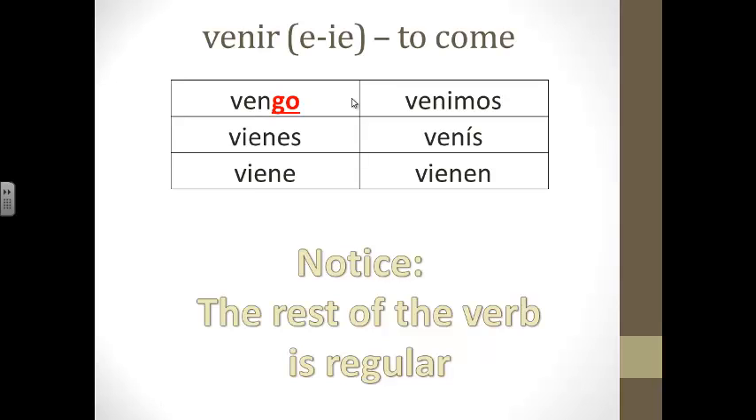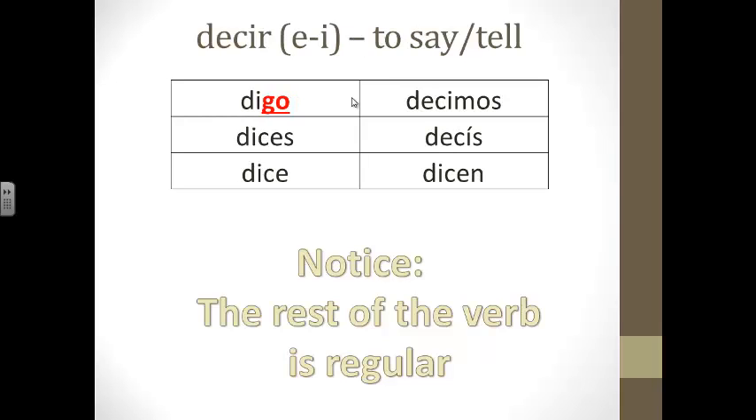Okay, next verb, decir. Decir means to say or tell. It has a stem change, E to I. Let's look at its conjugation. Digo, dices, dice, decimos, decís, dicen. Here is your stem change in the boot and the irregular yo, digo. Okay, so you'll notice the three verbs we just did, all stem changers, and they're all go verbs.